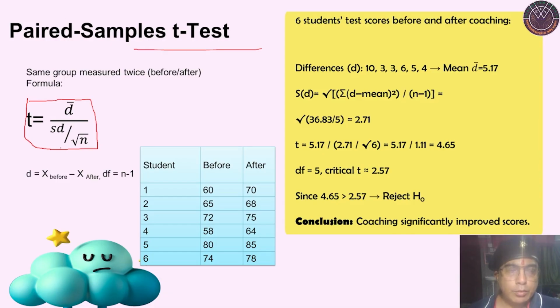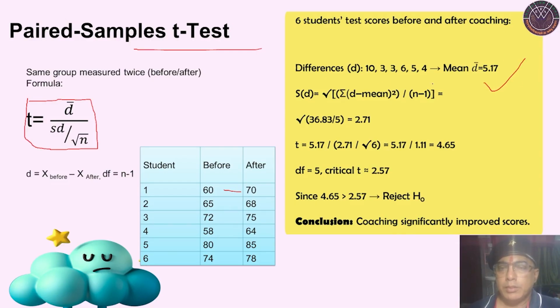So the standard deviation of those mean differences, whatever values we have got, that standard deviation is here, and you divide by the square root of n, whatever the total n is. Suppose this is one example: 6 students are there, with before scores and after scores. You can see the differences here: 10, then 3, and so on. We have forgotten about the sign. So the mean is equal to 5.17.